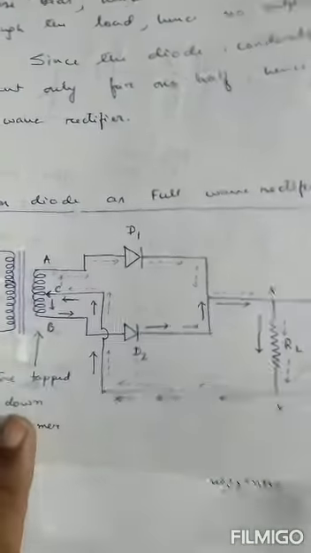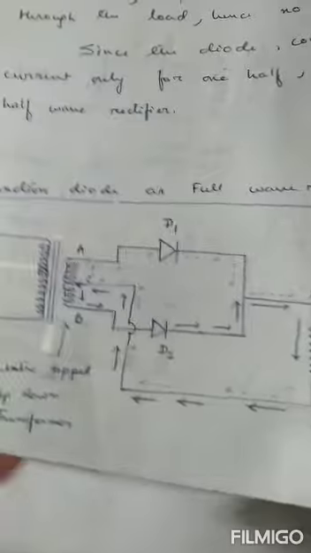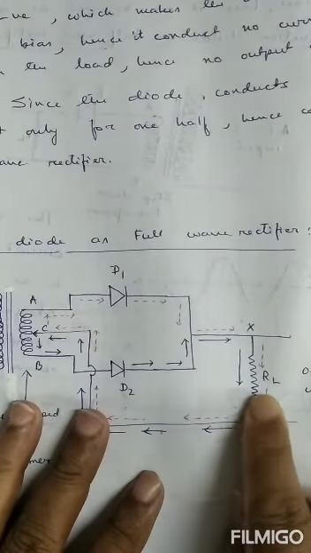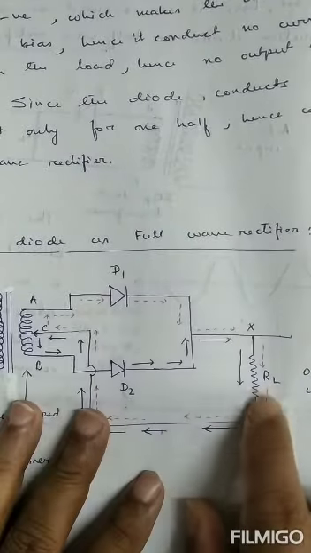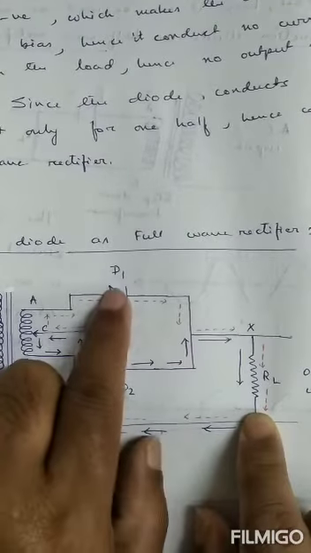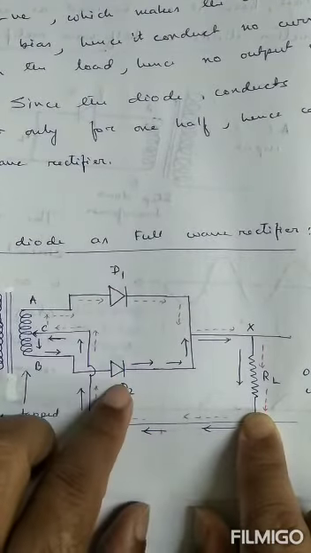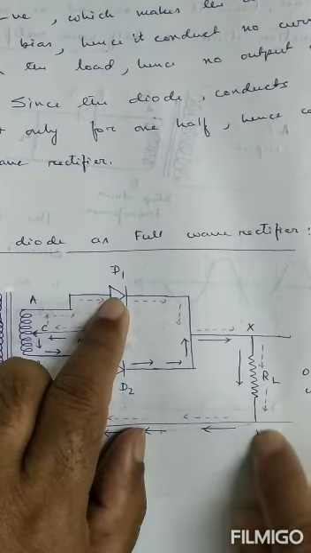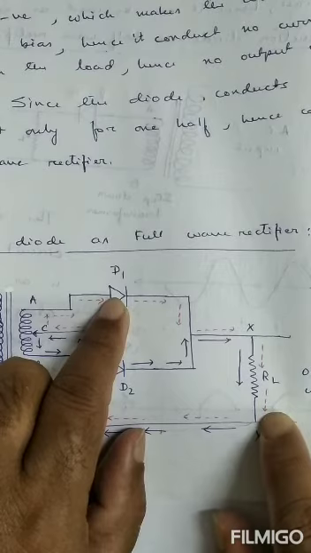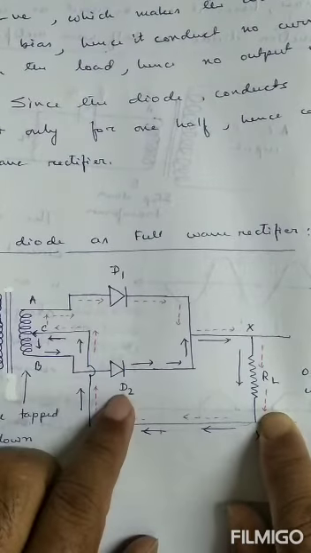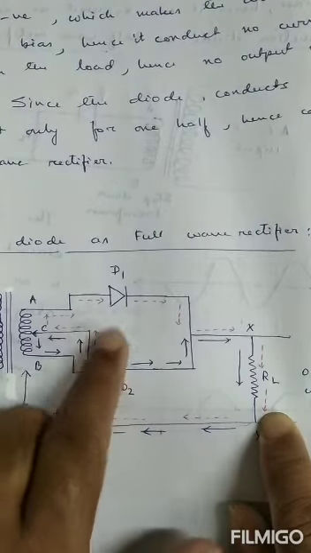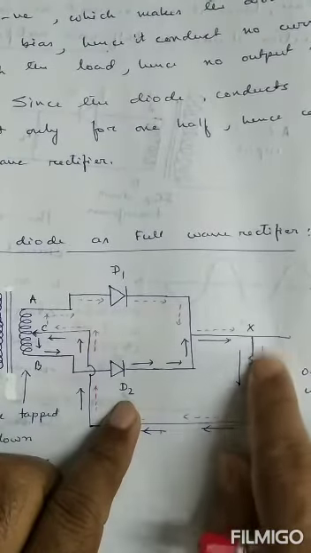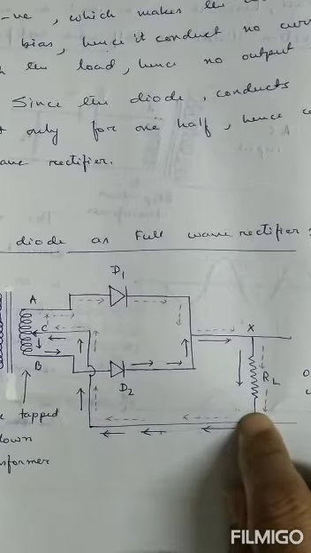That means in both halves of the input AC, current flows through the load resistance in the direction from X to Y. So when D1 is forward biased, D2 is reverse biased. In that condition, current flows from X to Y through the load resistance as represented by dotted arrows. And when D2 is forward biased, D1 is reverse biased, then also current flows through the load resistance in the direction shown by the solid arrow.